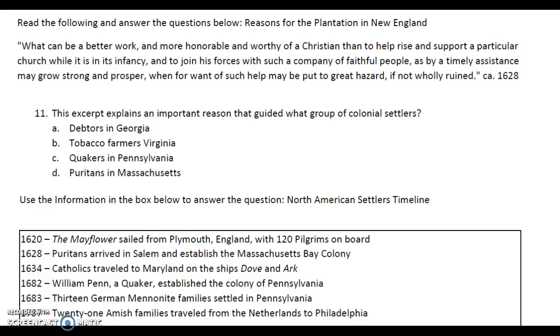Number 11. This excerpt explains an important reason that guided what group of colonial settlers? A. Debtors in Georgia. B. Tobacco farmers in Virginia. C. Quakers in Pennsylvania. D. Puritans in Massachusetts.